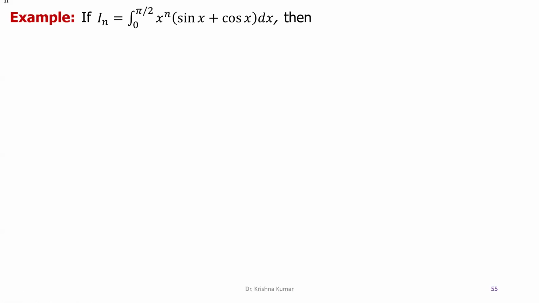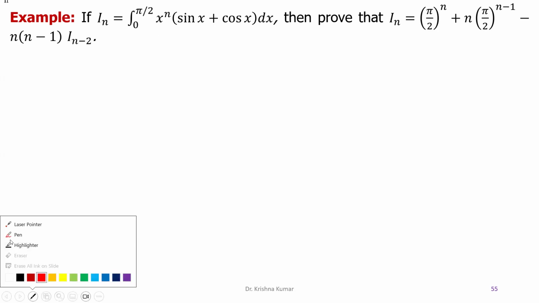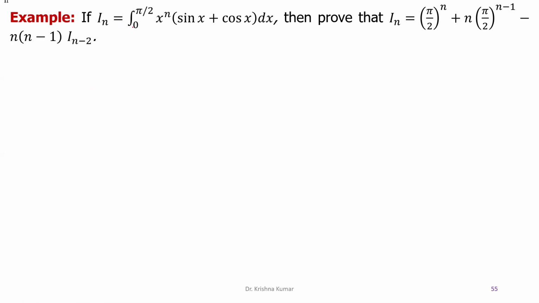In this lecture, we take one more example on reduction formula. The question is, if I_n is equal to the integration of x to the power n (sin x + cos x) under the limit 0 to pi by 2 with respect to x, then prove that I_n is equal to (pi by 2)^n + n (pi by 2)^(n-1) - n(n-1) I_(n-2).